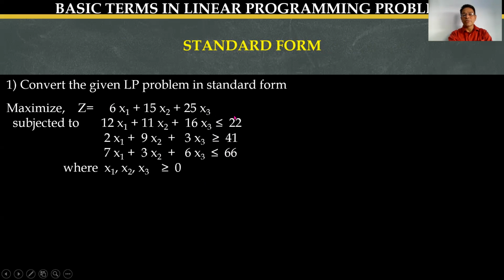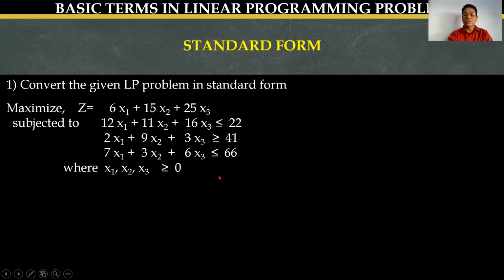So how do we convert it into equalities? We have seen in the earlier video that this left hand side is less as compared to right hand side, so we'll add something. In the second constraint, the left hand side is more than the right hand side, so we subtract something. And in the third constraint, the left hand side is less than the right hand side, so we'll add something.